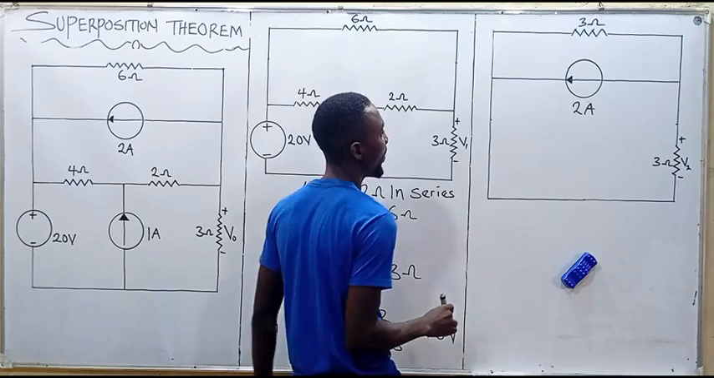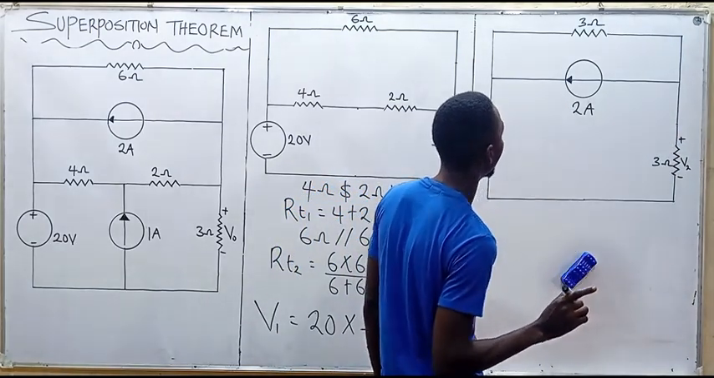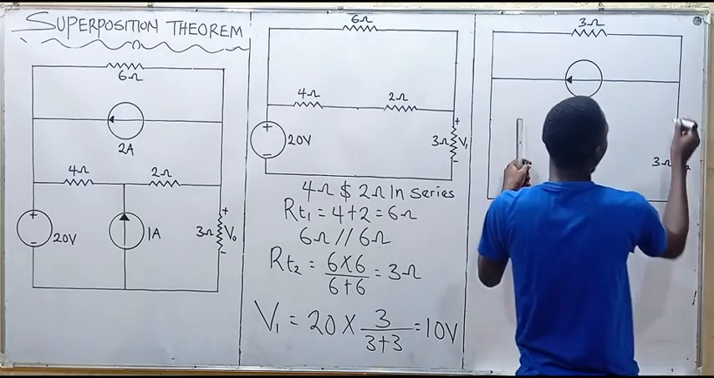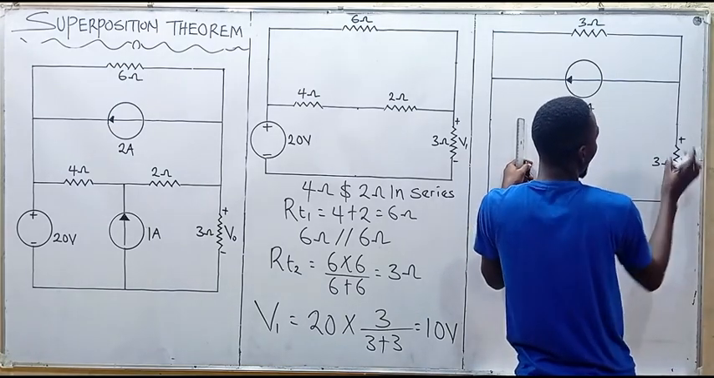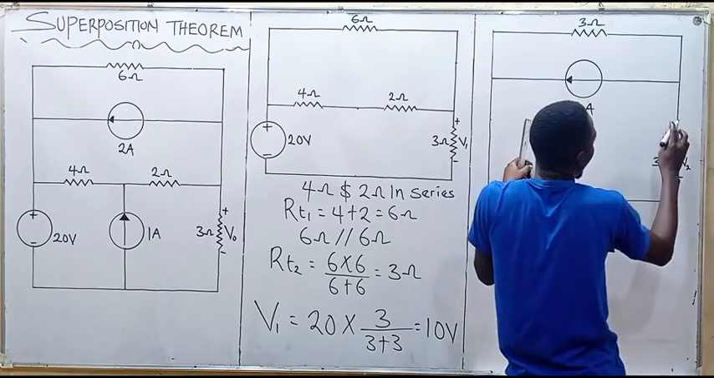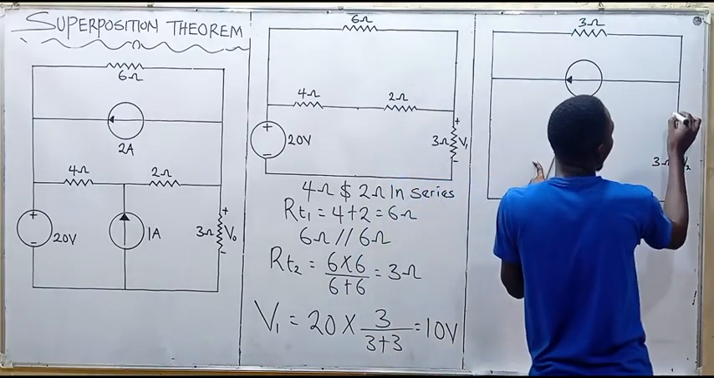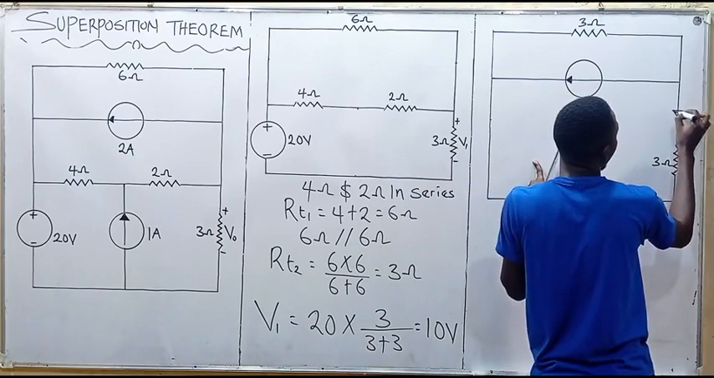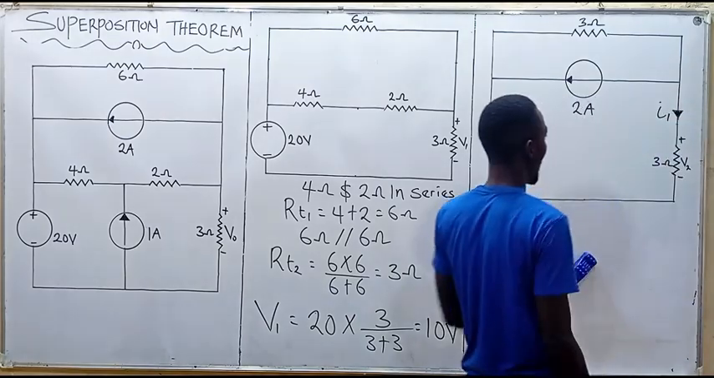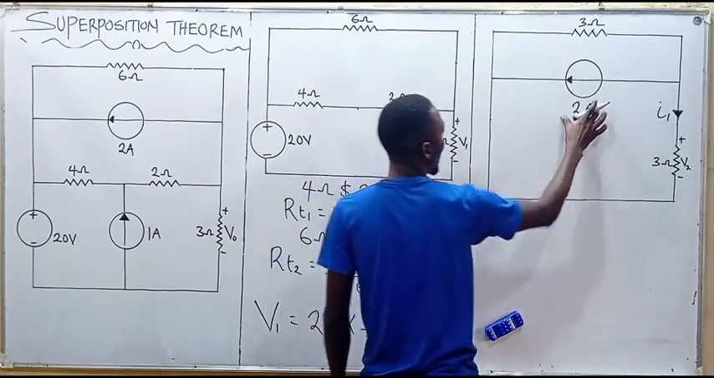All right, so before we apply anything, let's say we have a direction of current here. We don't know the current that is flowing through this side because this resistor here and this resistor are in parallel, and when two resistors are in parallel, different currents will flow through them. So let's say the current that is flowing through this resistor is going downward, and let's call it I1. So for us to find I1, we know that the total current entering the circuit is 2 ampere.